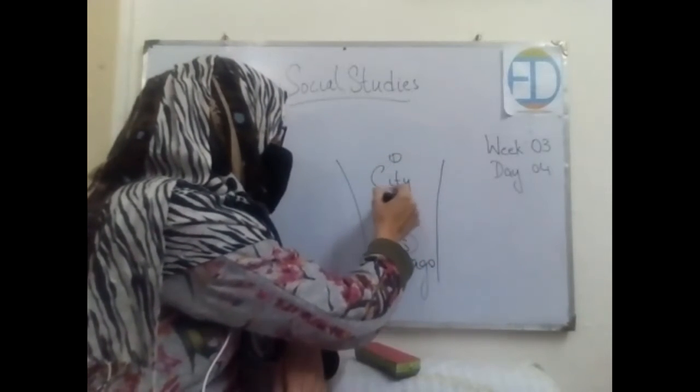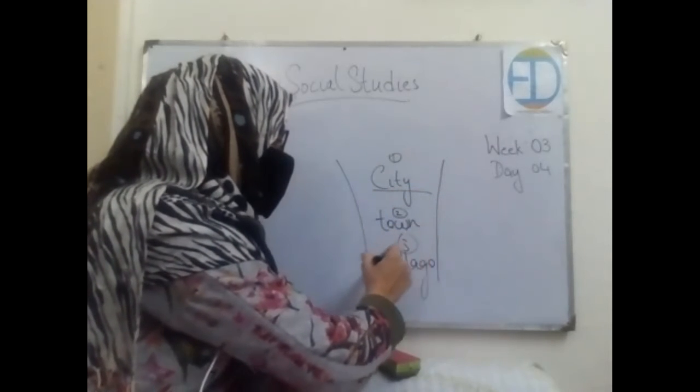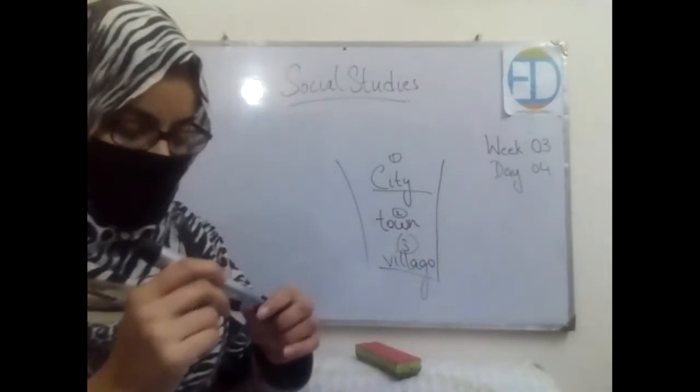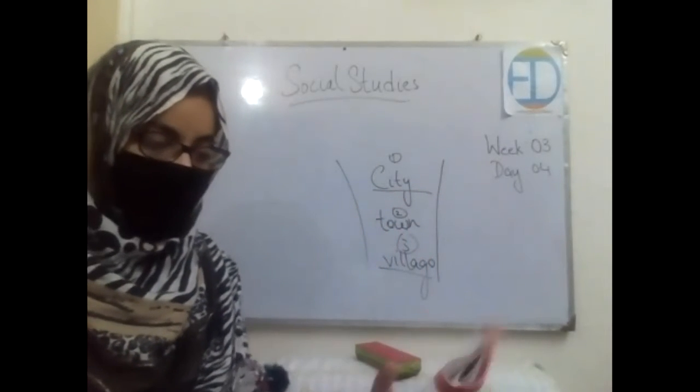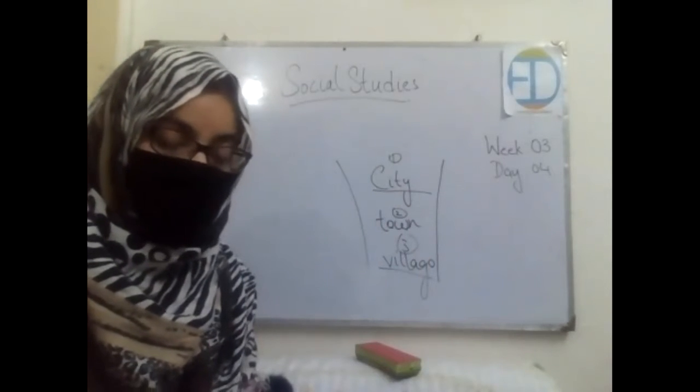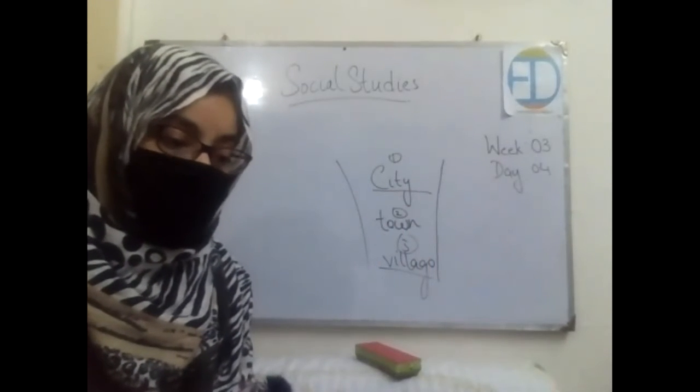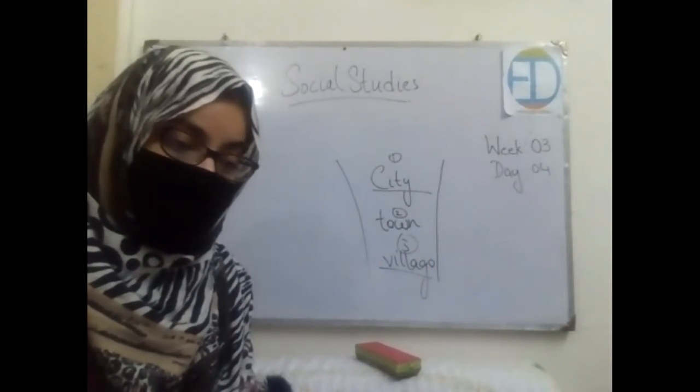So town is smaller than what? City, and larger than what? Village. Okay, hurry up, write it down. Then comes those who live in a village form the dash. Those who live in village form the dash.